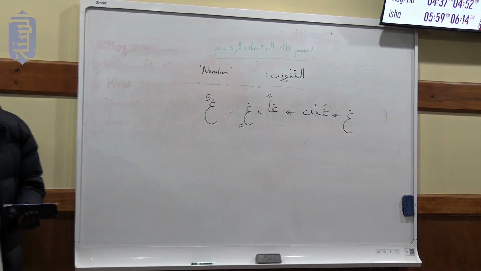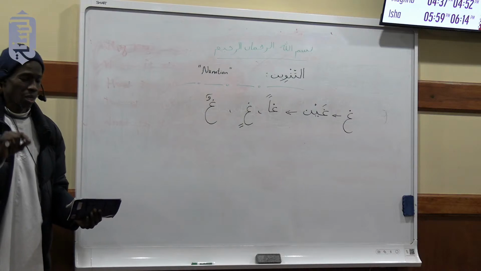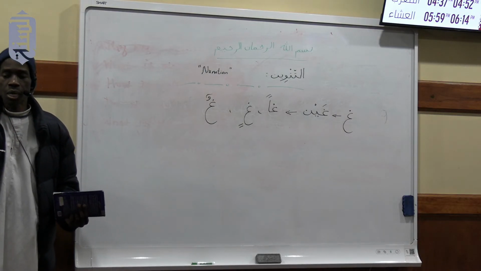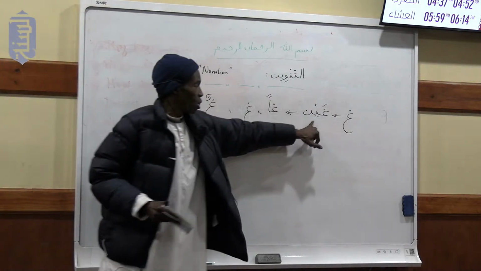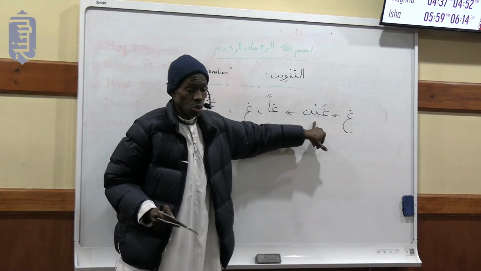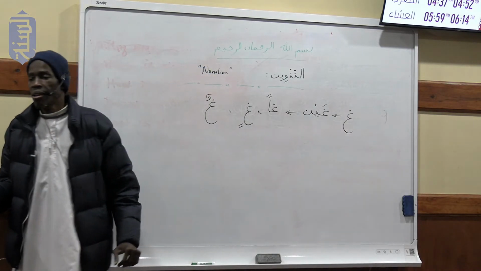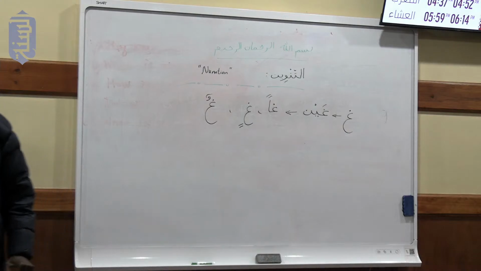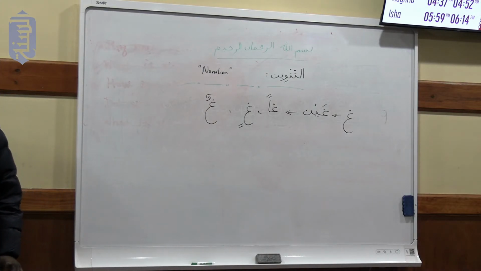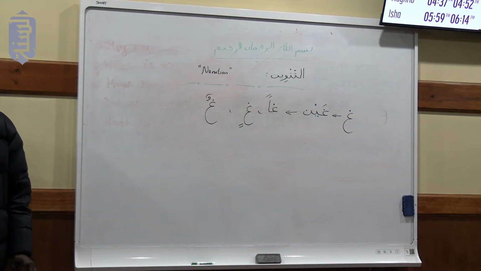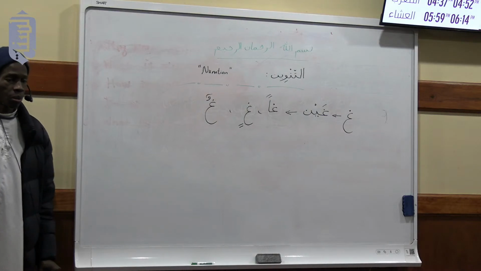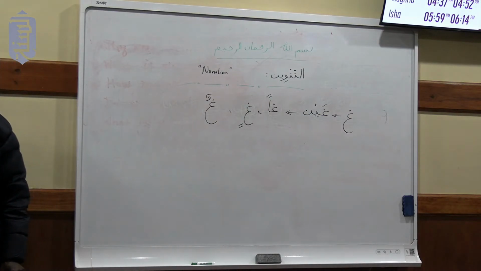You're making a mistake. It's not ghoin. It's ghon. The ya part of it goes away when you put a vowel on it. So ghoin fatatan ghon. Ghoin kasratan ghin. Ghoin dhammatan ghun. Ghon, ghin, ghun.